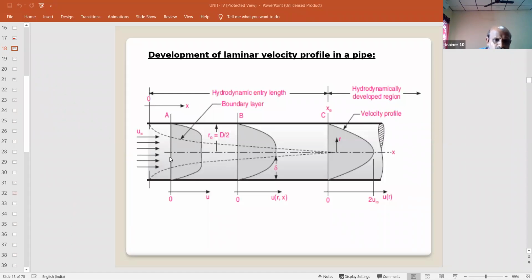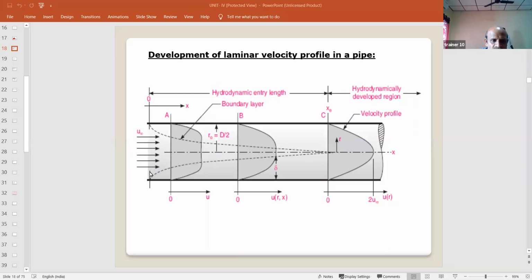Now to study the velocity profile and the thermal boundary layer, we are considering three sections of the pipeline. Let us say the sections are A, B, and C. Now we know that in the case of a pipeline, this is the boundary layer. If you see here, the dotted lines represent the boundary layer.